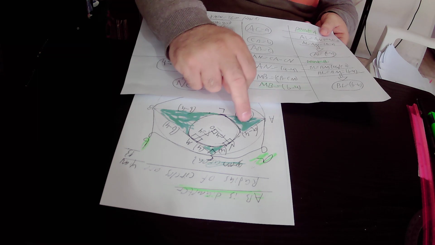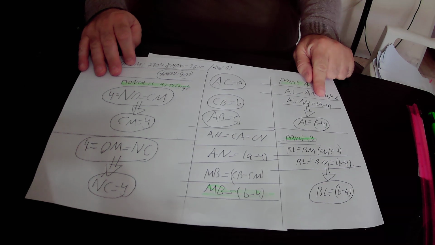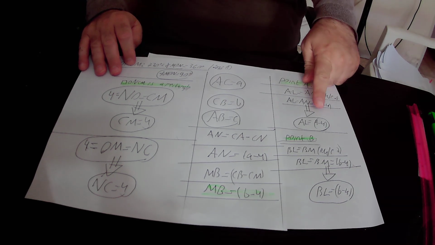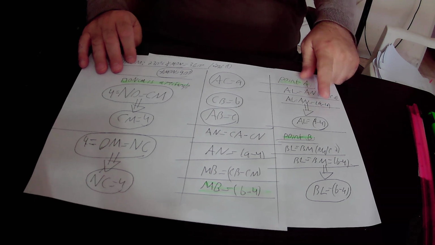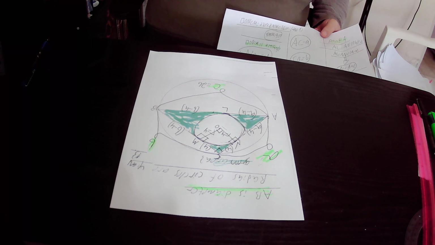We only found out that AN equals A minus 4, and from this equation, we derive that AM is also equal to A minus 4. Here, AM equals also A minus 4.